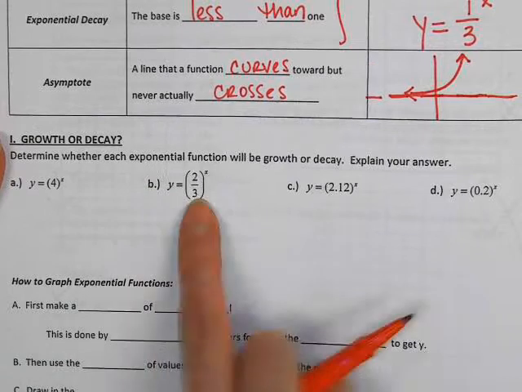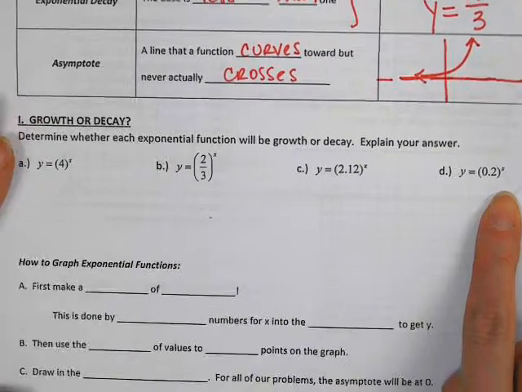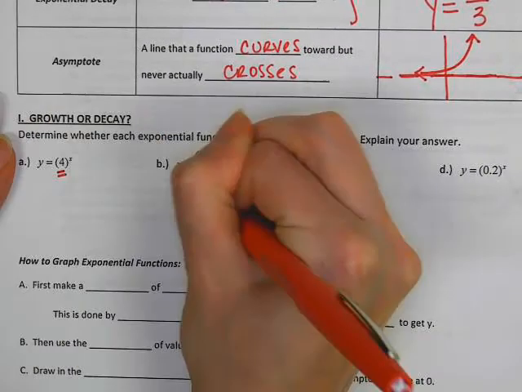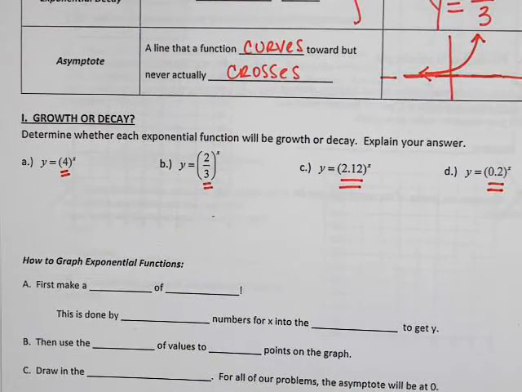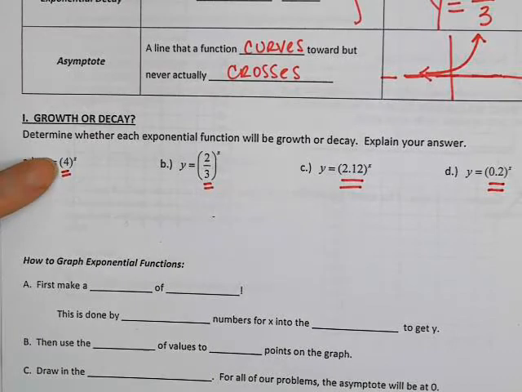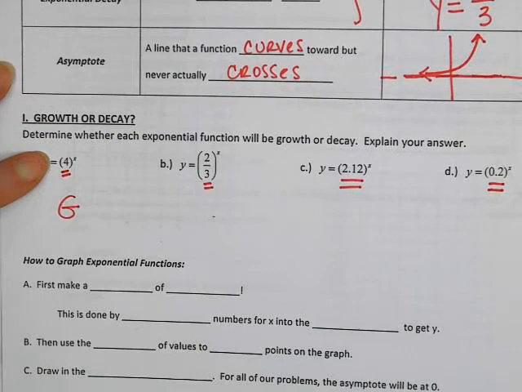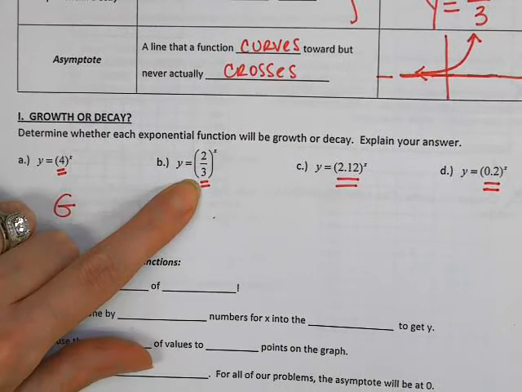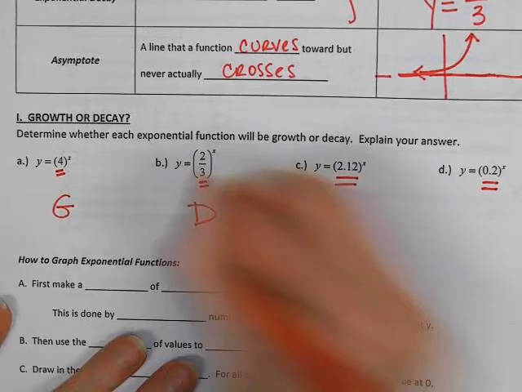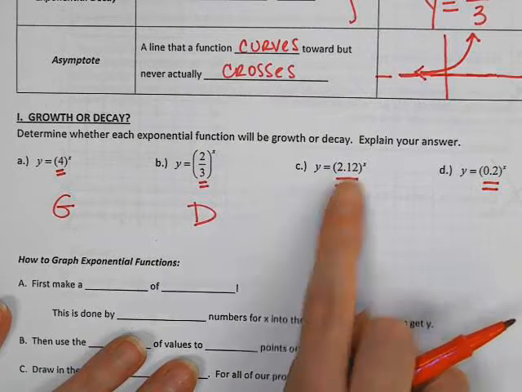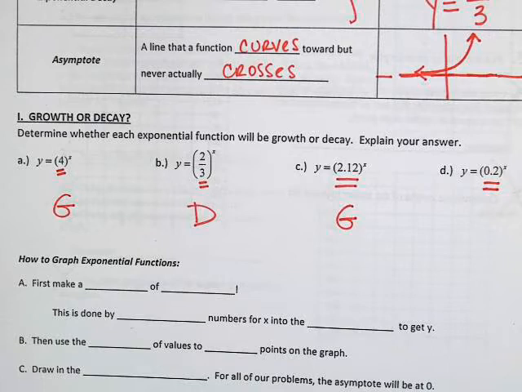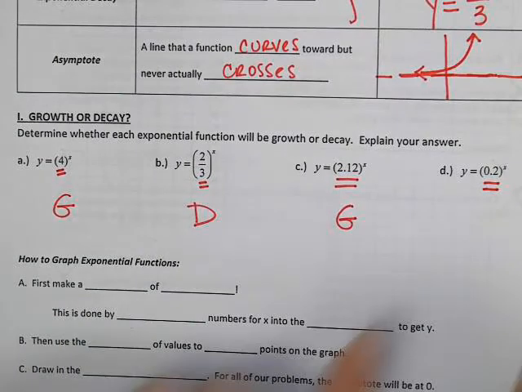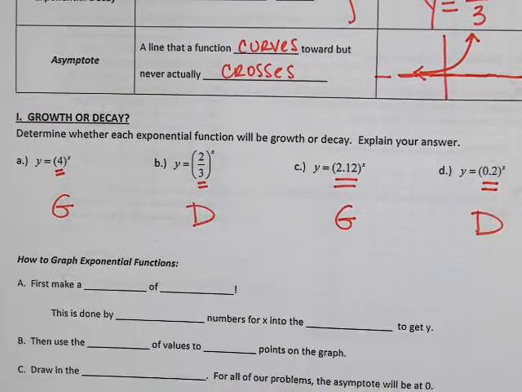Okay, so let's try a couple. You guys just look at this and tell me if it's a growth or a decay. And it's all based on this number. Is it bigger than 1 or smaller than 1? All right, now 4 is bigger than 1, so it is a growth. 2/3 is smaller than 1, so it's a decay. 2.12 is bigger than 1, so it's a growth. And 0.2 is smaller than 1, so it's a decay.